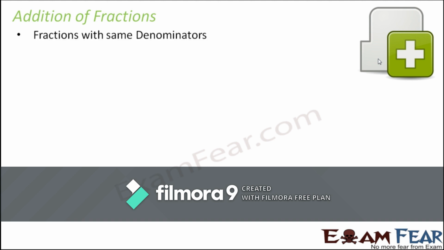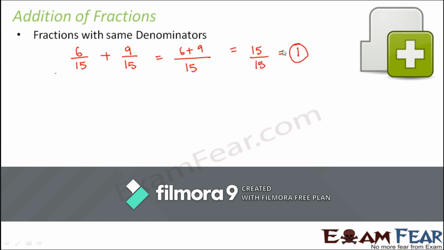Now, again, there can be two scenarios. The first scenario could be adding like fractions, that is, fractions with the same denominators. In that case, your job is pretty simple. Let's say you have one fraction as 6 by 15 and another fraction, say 9 by 15. How do you add them? You just need to add the numerators, because in the result the denominator is going to be the same. So the numerator would be 6 plus 9, which is equal to 15 by 15, which is equal to 1. This is how we add fractions with the same denominators.